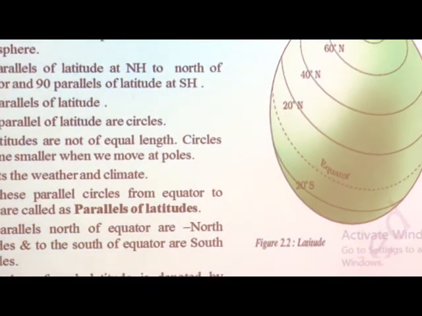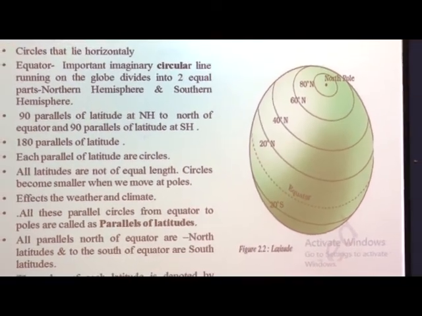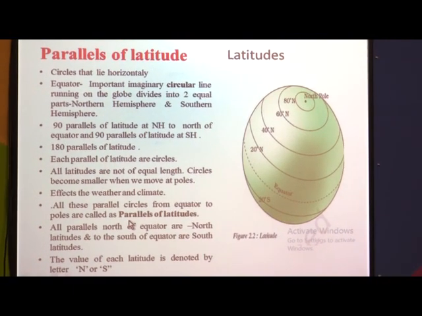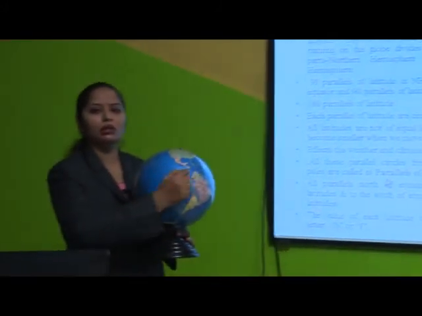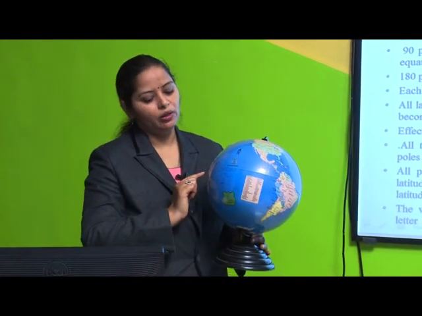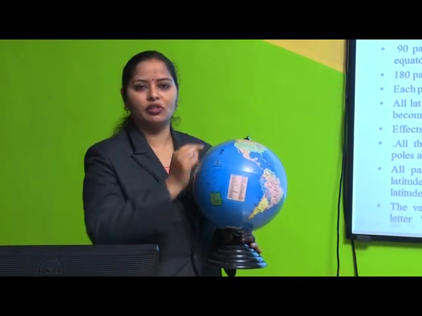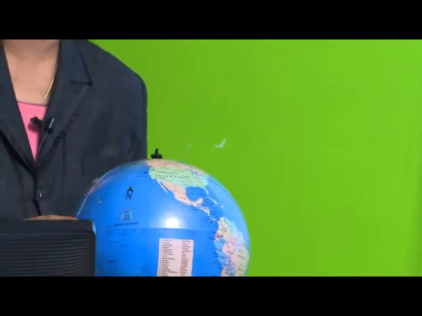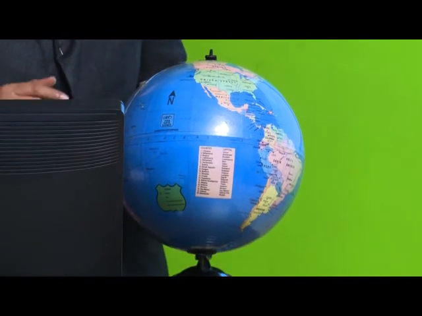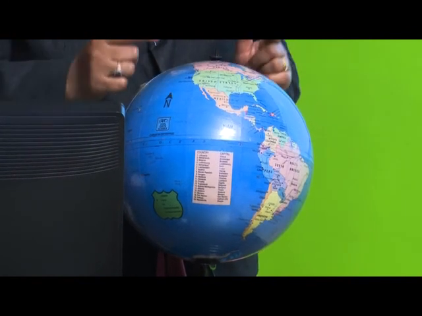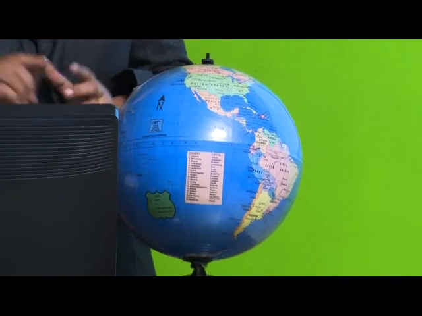Now our next topic is, children, latitudes, okay. First, parallels of latitudes. So children, on this globe we can see these horizontal lines, right, or these circles. These circles are called the latitudes, okay, and there are many such circles. So all these circles are called parallels of latitudes. Now why are they called parallels? Because they do not intersect, okay. These circles do not intersect each other. So they are called parallels of latitudes.